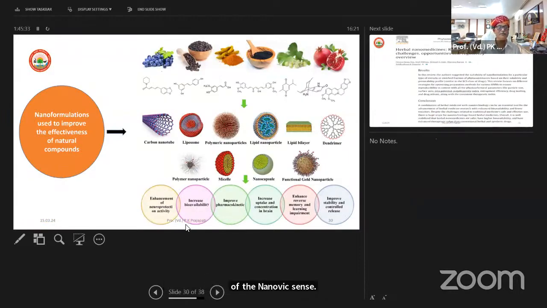Nanoformulations are used to improve the effectiveness of natural compounds. It is also proven nowadays, because there are so many things on quality control and shelf life. These nanomedicines are quite safe and have a long shelf life. They improve the stability and controlled release, reverse memory and learning impairment, increase the uptake and concentration in the brain, improve the pharmacokinetics, increase the bioavailability, and enhance the neuroprotective activity.